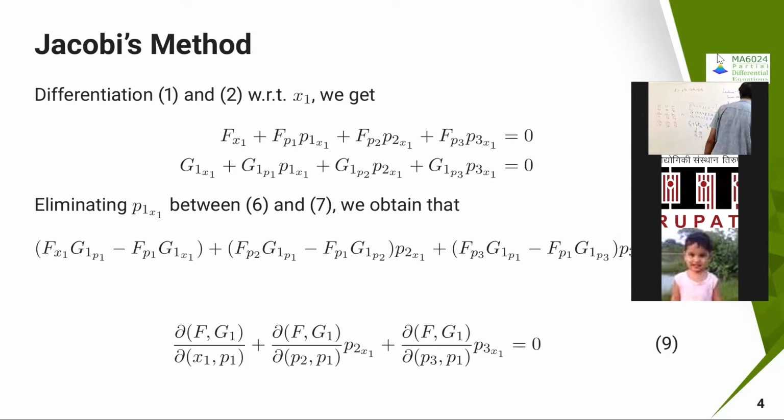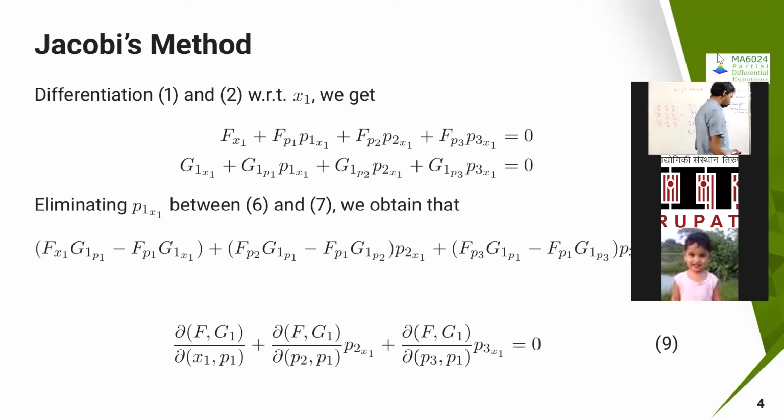Same thing you are going to do for the g also. So in that case, you are going to get g1 x1, plus g1 p1 into p1 x1, plus g1 p2 into p2 x1, plus g1 p3 into p3 x1.